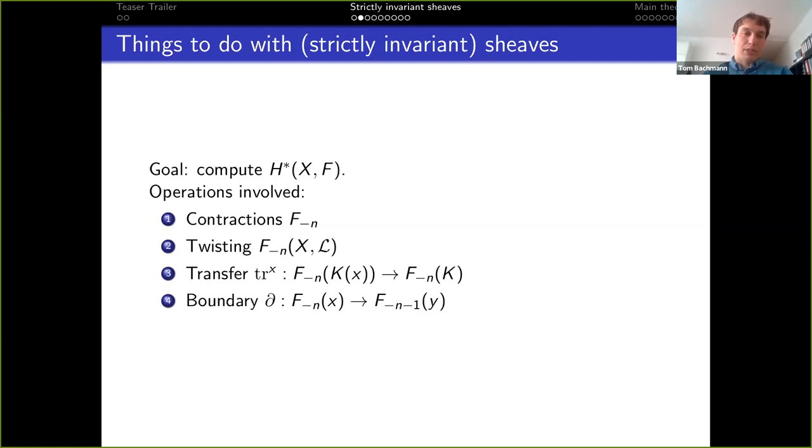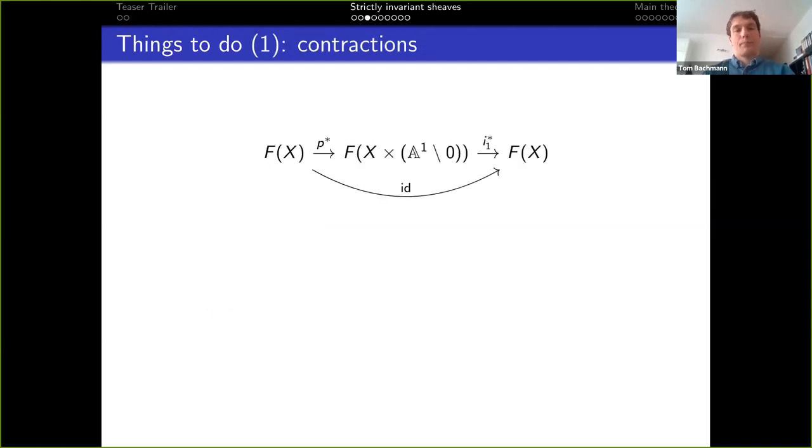So let me start with the contraction. This works as follows. Suppose you have some smooth variety X. Then I can consider the product of X with the affine line with the origin removed. There's always the projection map p from X times A1 minus zero down to X. But there's also a map going the other way around. I can just include X at the rational point called 1. And then I can do the pullback in my sheaf. What I get is this pullback map from F(X) to F(X times A1 minus zero).